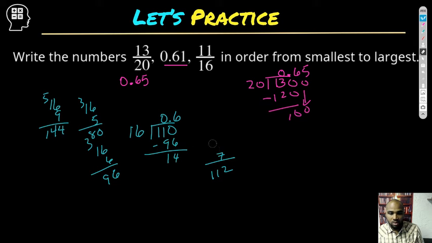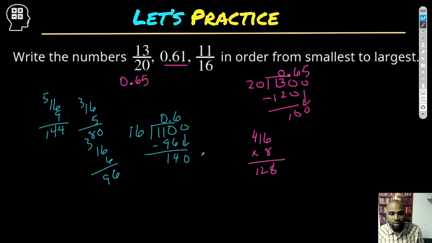Let me erase this. And we keep it going. Got a 0. Drop it down here. 16 goes into 140. We got pretty close with this 9, so that actually wasn't a waste, because now I know it goes 16 times 8. 16 times 8 is 128. So there's an 8 there. 140 minus 128 is 12.